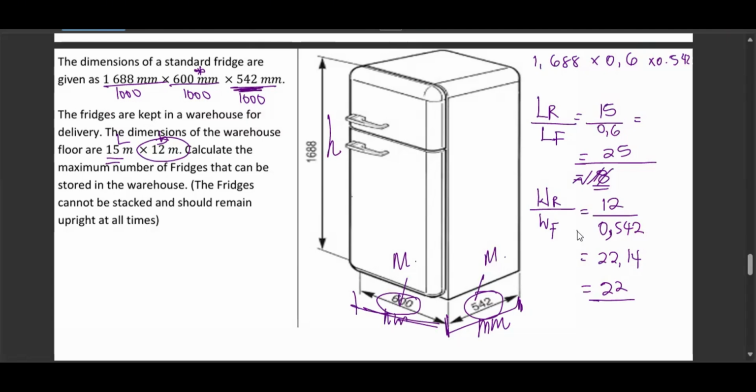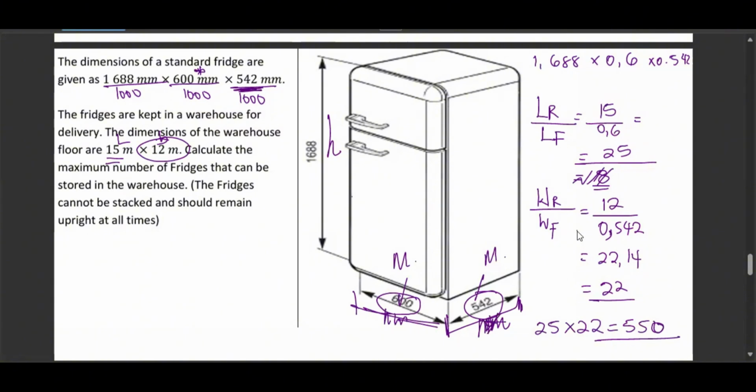So all in the room, when we use this option, what will it be? It will be 25 times 22. I believe you have 550. That's the first option. There's another option whereby the width of the fridge faces the long side of the room.